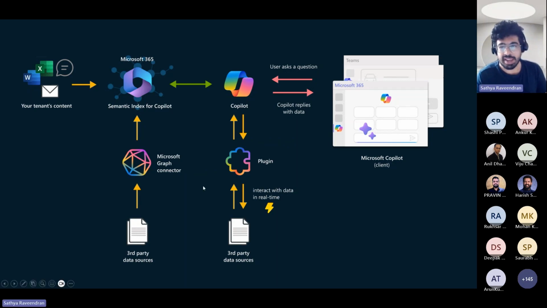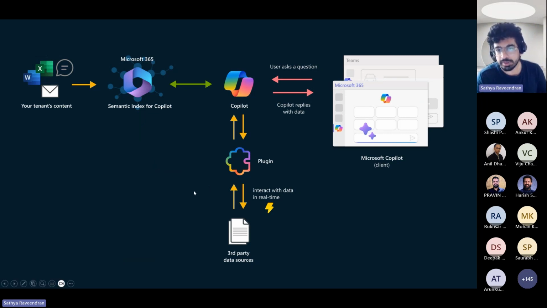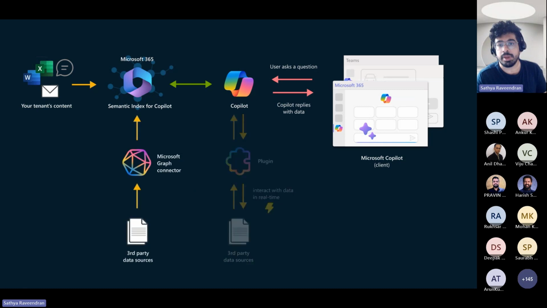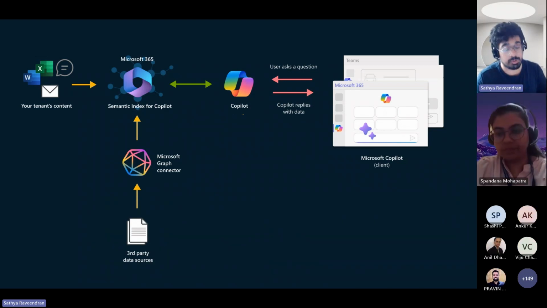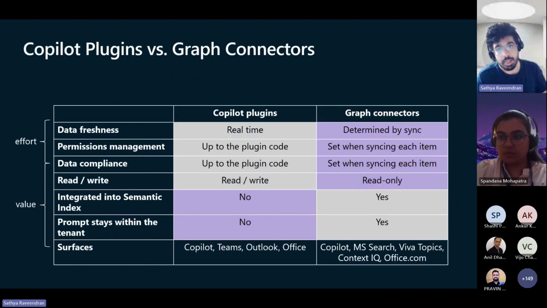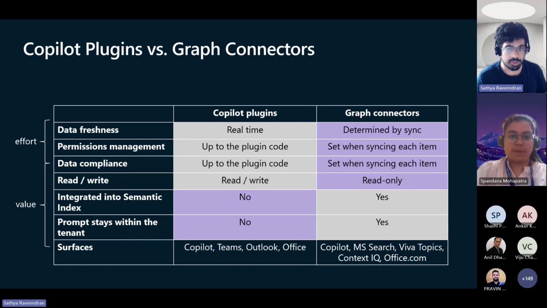Right? And this diagram captures this really well. So plugins: real time. Graph connectors: connects to third-party sources. It's not real time. It makes a copy, and it is fantastic over unstructured content. This is a very good view, and we'll be able to share this with you also post this call. So this is a very good view of how and when you should choose which option, right?